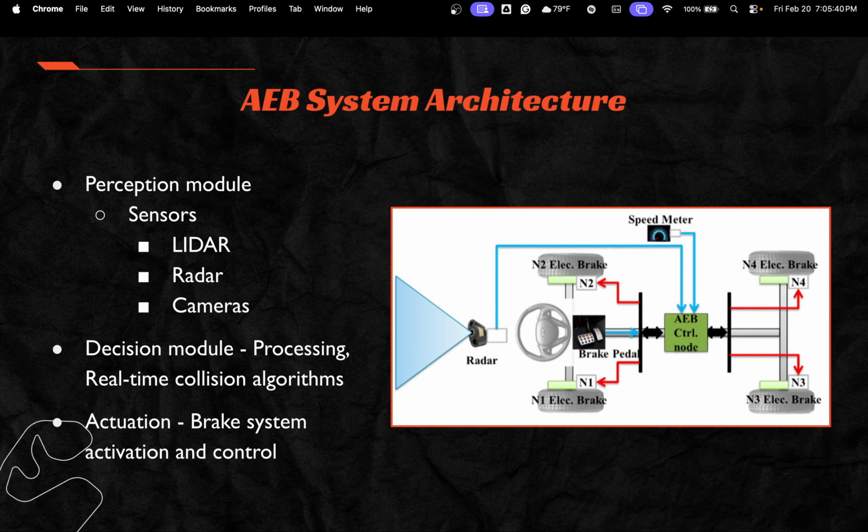But yeah, so for the perception module, you have your sensors, which are your LiDAR, radar, and camera, and your decision module processes those data to do something with it. In our case, all it does is always monitor the environment to decide whether it needs to brake or not.